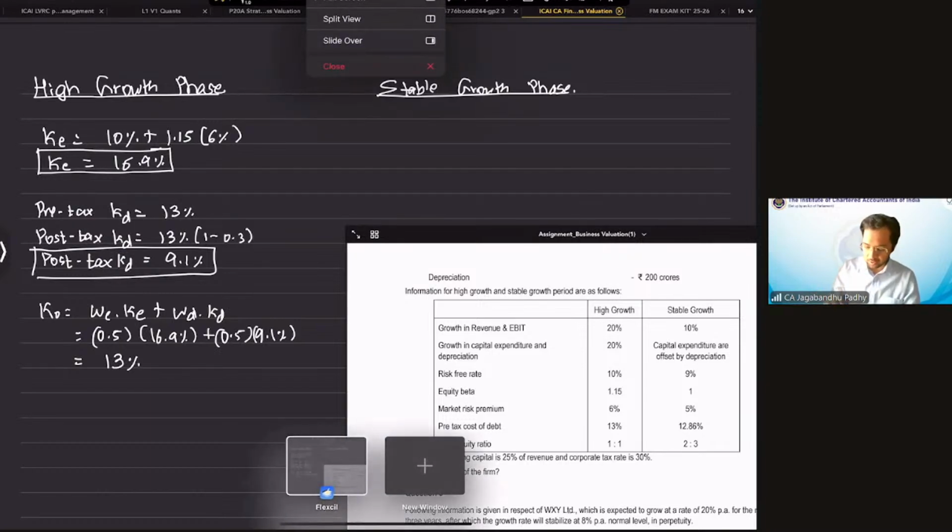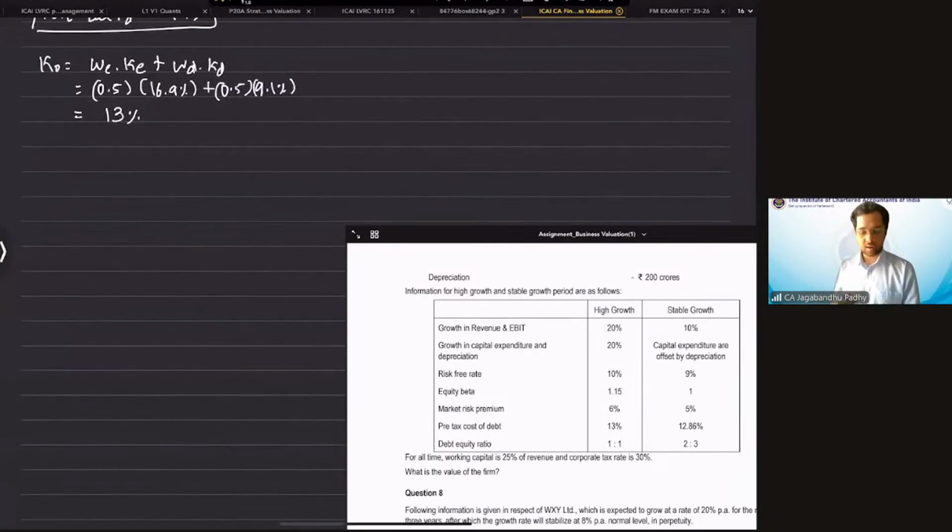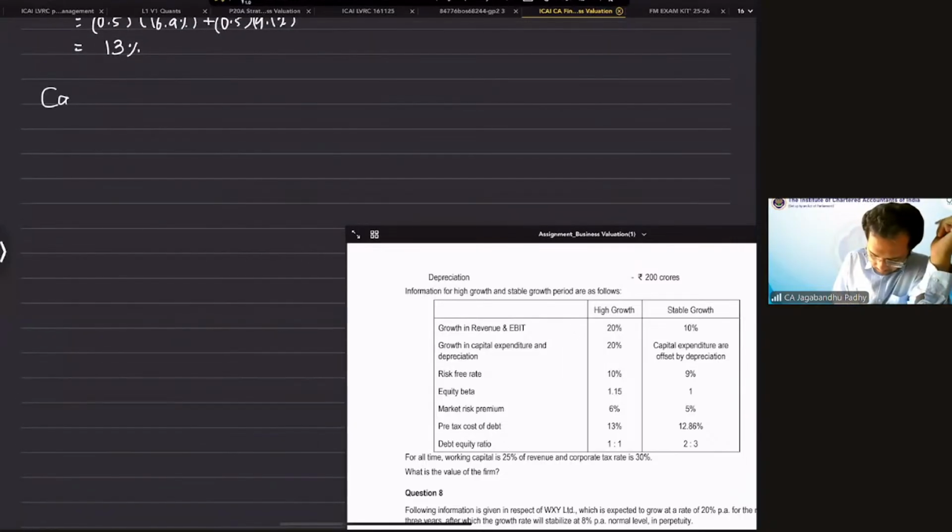What's the KE in stable growth phase? 14%. Perfect. Then what's the KD in stable growth phase? 9%. And what's KO? 12%. Perfect. Now we have to go for calculating the FCFF. So let's go for calculation of free cash flow for the firm.